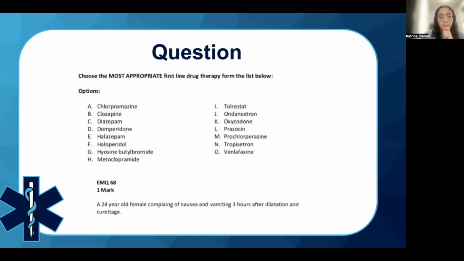A 24-year-old woman is complaining of nausea and vomiting 3 hours after a DNC. DNC, by the way, is a type of gynae surgery. So choose the most appropriate first-line drug therapy for her nausea and vomiting. The answer here is Ondansetron. It's the most commonly used in the hospital. It's fairly safe, so you just want to go with that one.